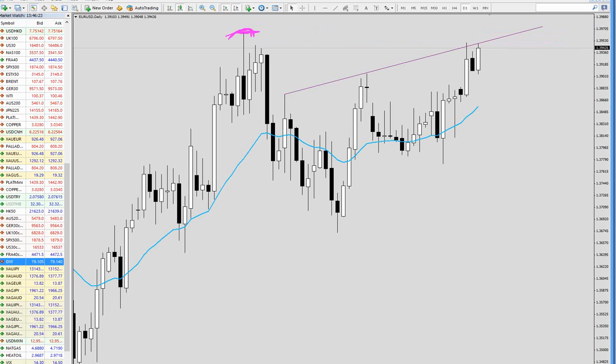Just one moment. So what we may see is simply stop hunting to the upside and get back close even below this resistance line. So it would confirm the resistance, then we can go to the downside, and that would be perfect selling opportunity again, okay?